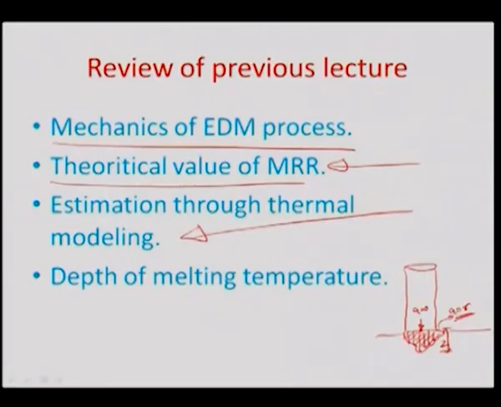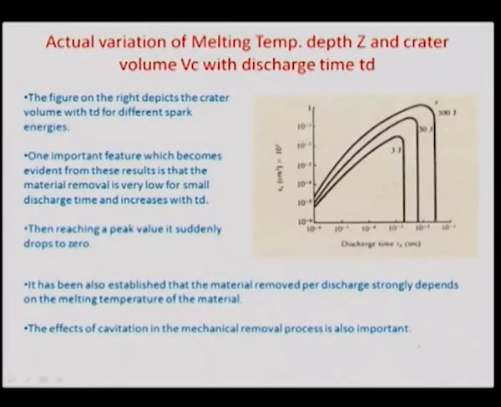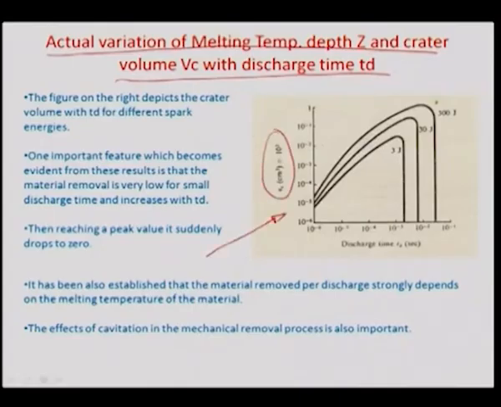So today we will look a little further into the various modalities associated with how the melting temperature depth varies with respect to the crater volume and also the discharge time. This graph illustrates how the volume of the crater varies with respect to discharge time. It is obvious that as the total amount of pulse power, the total spark power, is increased to about 100 folds, there is a gradual increase in the crater volume VC. So crater volume is more if the energy pumped is more. That is intuitively understandable.